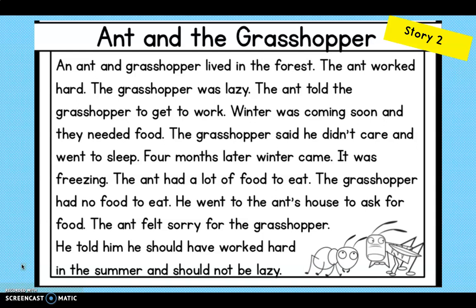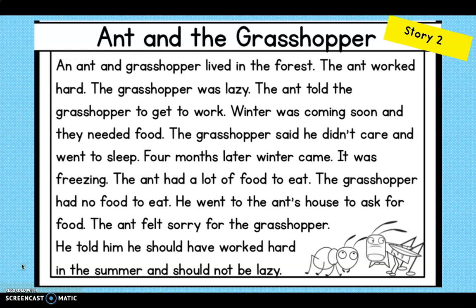An ant and grasshopper lived in the forest. The ant worked hard. The grasshopper was lazy. The ant told the grasshopper to get to work. Winter was coming soon and they needed food. The grasshopper said he didn't care and went to sleep. 4 months later, winter came. It was freezing. The ant had a lot of food to eat. The grasshopper had no food to eat. He went to the ant's house to ask for food. The ant felt sorry for the grasshopper. He told him he should have worked hard in the summer and should not be lazy.